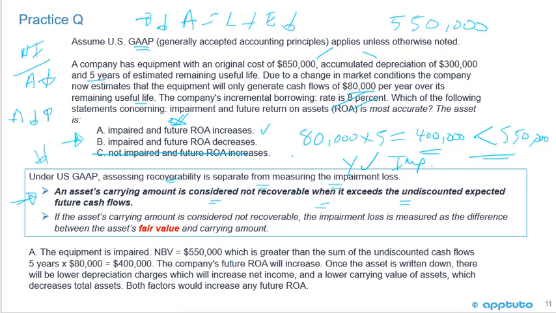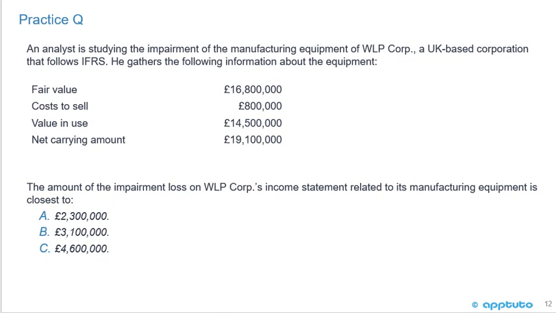So you can see down here, just review the answer. The equipment is impaired. The net book value, 550,000, is greater than the sum of the undiscounted cash flows. Future ROA will increase. Once the asset is written down, there will be lower depreciation charges, which will increase net income, and a lower carrying value of the assets, which decreases the total assets. Both those factors are going to increase any future ROA. So, nice little question.